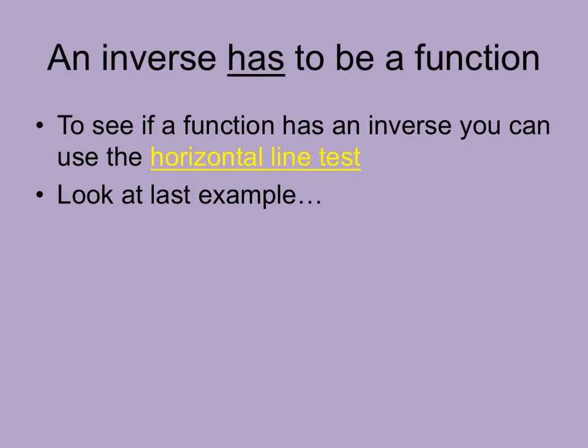Okay, hopefully you found the inverse function. Our final slide is just a note slide, which wraps up what I just said. An inverse has to be a function. So to see if a function has an inverse, you can use a horizontal line test. You can look back at the last example to see if I had drawn a horizontal line through that original parabola. Okay, so horizontal line. Now we have our vertical line test, right, which says if a graph is a function. The horizontal line test will tell you if you have an inverse function.